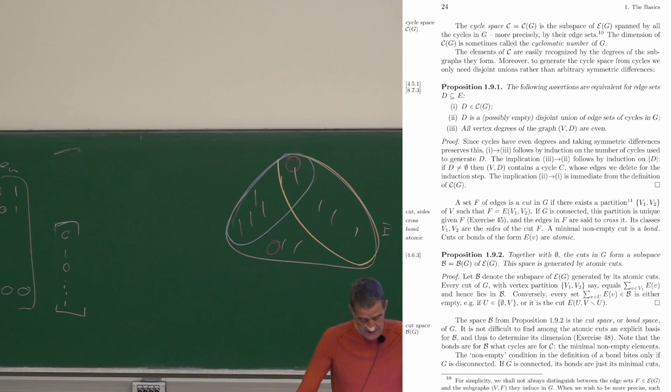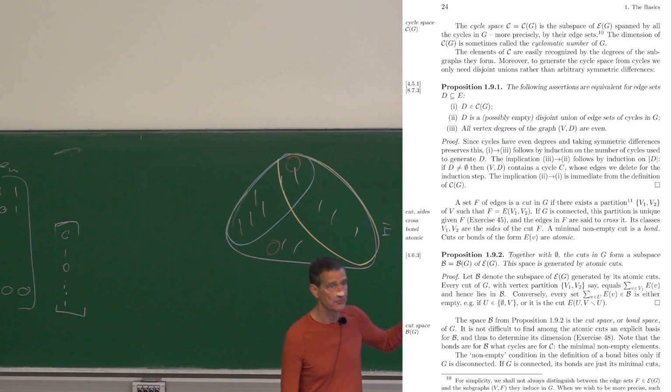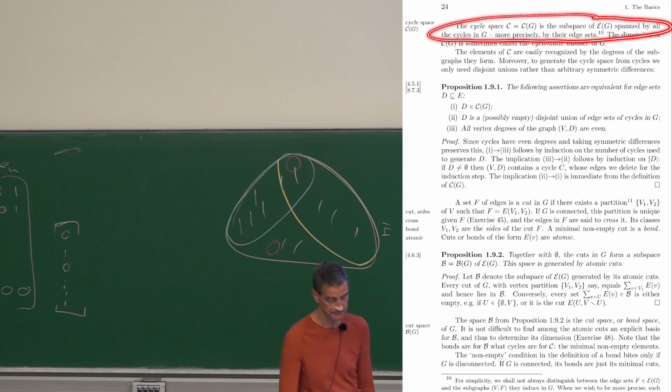The cycle space is the subspace of the edge space that is generated by the edge sets of cycles. So when I say cycles in the context of algebraic aspects of graph theory, I often mean edge sets of cycles, not subgraphs. Okay? So the edge sets of cycles generate something, and the subspace they generate is called the cycle space.